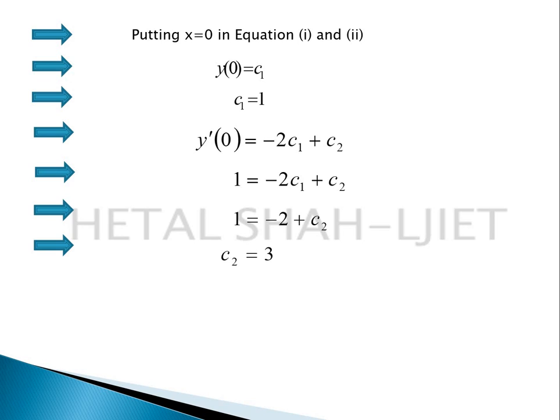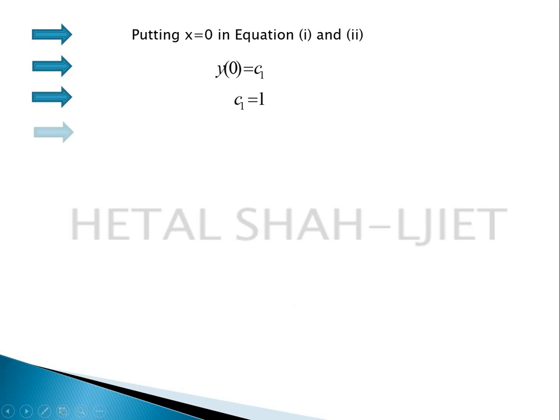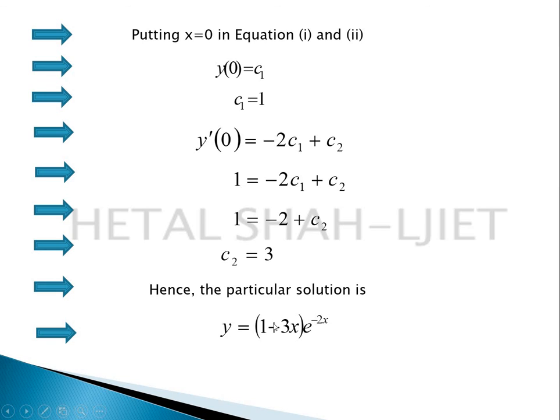Now substitute both the values C1 and C2 in this solution, that is y. Here C1 is 1 and C2 is 3. So (1 plus 3x) e raised to minus 2x. This is our general solution, and when we get the values of both the constants and substitute in this general solution, this solution is known as a particular solution.